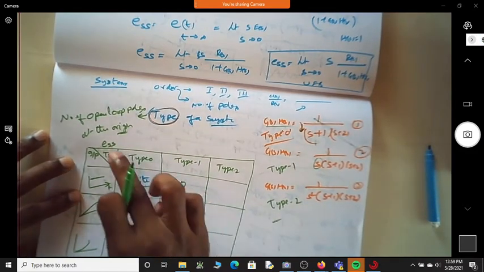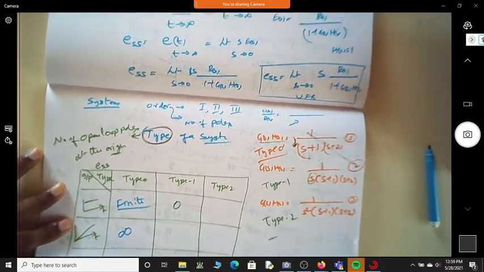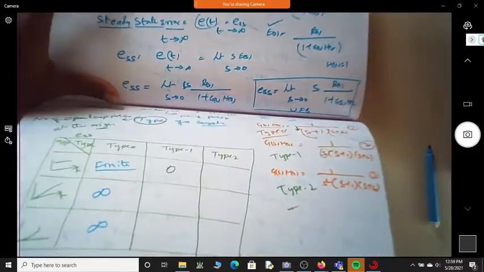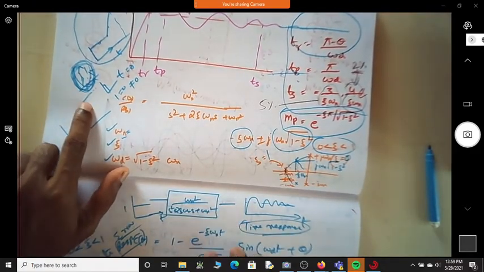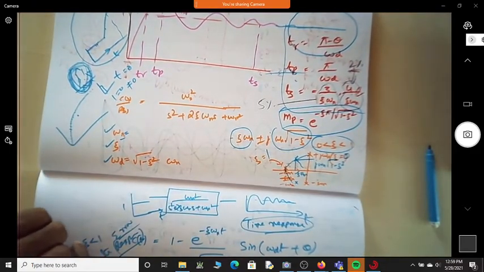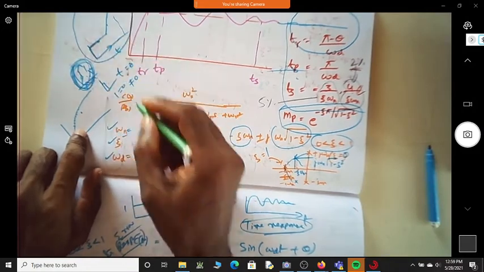What error? Steady state error. Yes, you expected the rocket to be there in that position, because you have a type 1 system and you applied this type of step input.